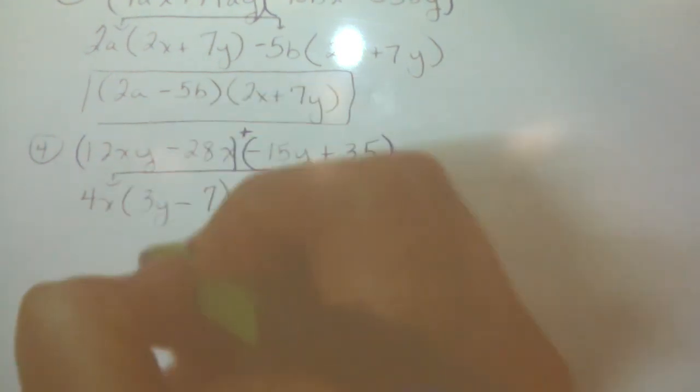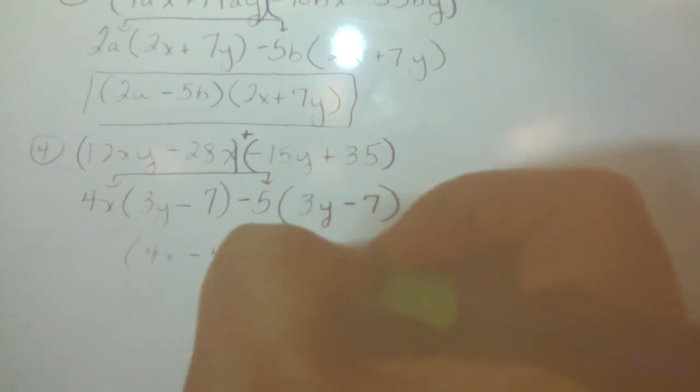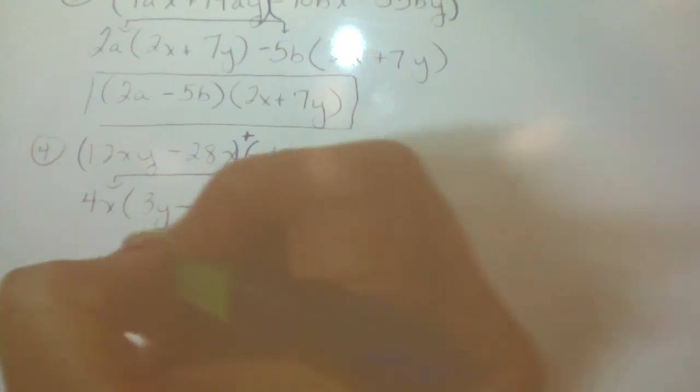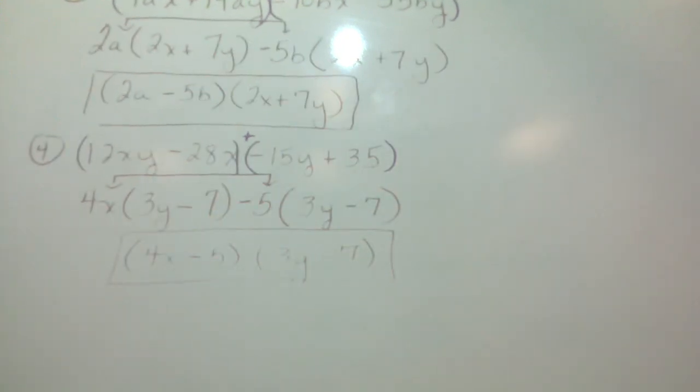So I'm going to group what's on the outside together. I've got 4x minus 5, and then I've got 3y minus 7. And that's factoring by grouping.